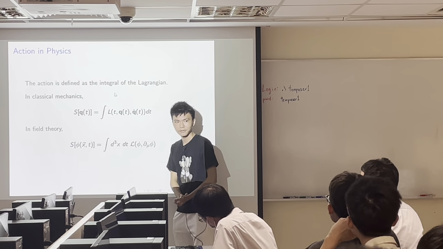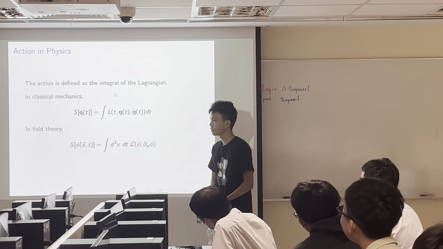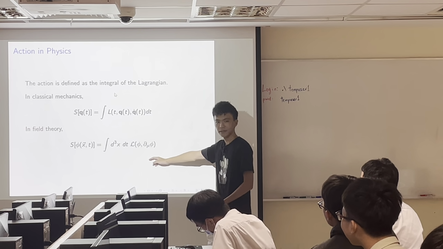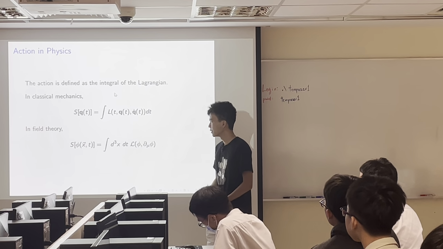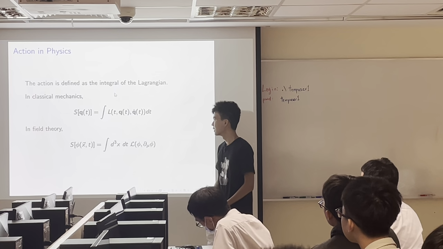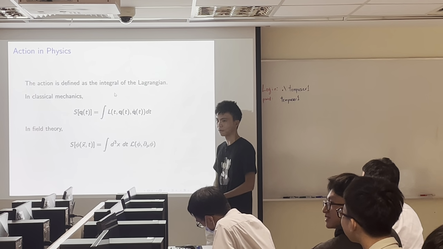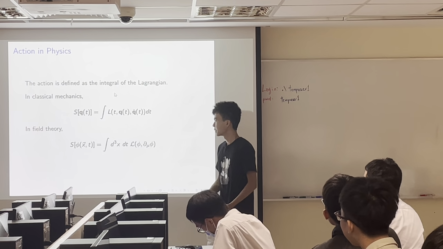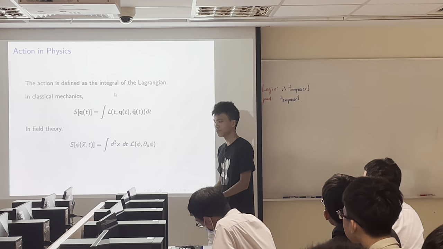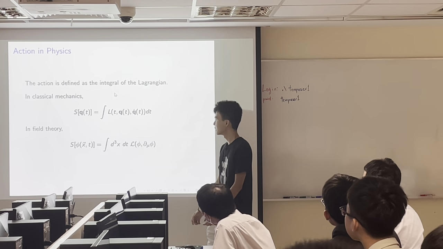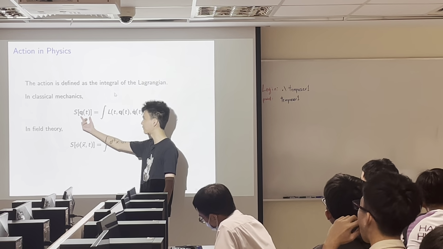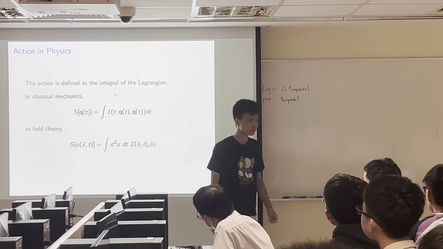Do note that, as Dr. Tan mentioned, Lagrangian mechanics is more general than just classical mechanics. If you use it in field theory, you use it to define electromagnetism, special relativity, you even use it to define string theory. So Lagrangian mechanics is something that permeates almost all of physics. Of course for classical mechanics, it coincides with Newtonian mechanics. So that's the action. The action is a functional because it takes a function and outputs a real number.